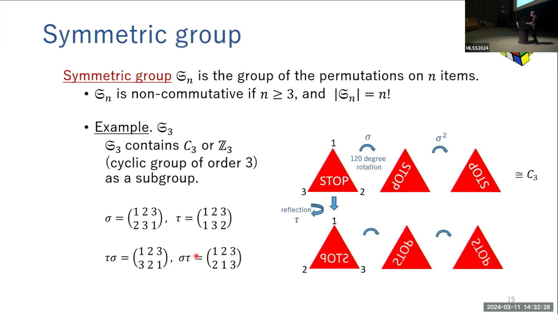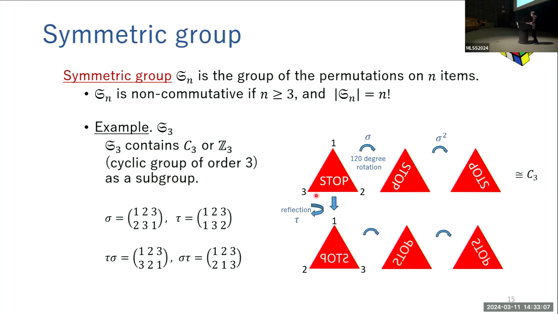And you can also see that successive application of sigma and tau makes the permutation where 1 goes to 3, 2 is fixed, and 3 goes to 1. Okay, so from this one, if we swap 2 and 3, then we have this element.